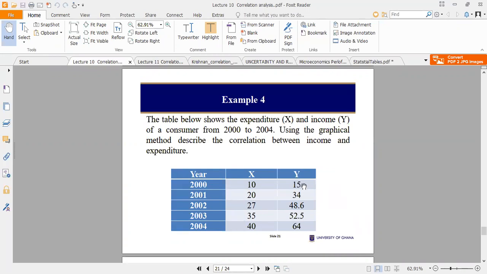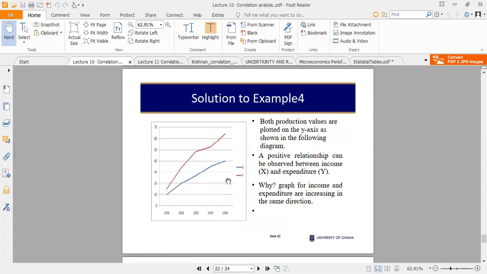Okay, you do the same for y. Then you check the nature, how the lines are moving. If you look at this, the red line is for y. From 2000 to 2004, you can see that there was an increase in y. If you check x, from 2000 to 2004, the x was increasing.